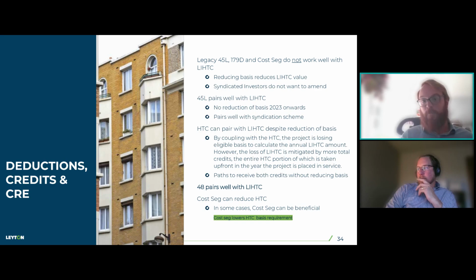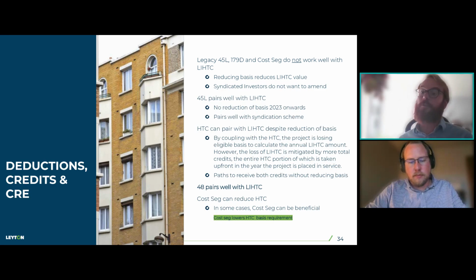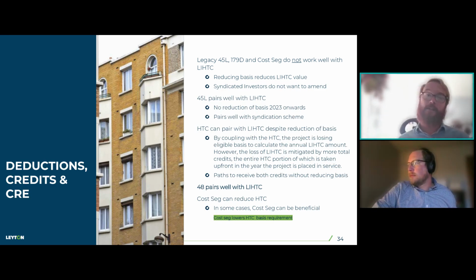And then the Section 48 ITC does pair well with LIHTC. It similarly can flow. It also just gives more options with the fact that you can sell it, or since a lot of LIHTC projects are done by nonprofits, the direct pay option is great. Cost segregation can be leveraged to make getting the HTC, the historic tax credit, easier. So it is beneficial to always look at cost segregation before you claim the historic tax credit.